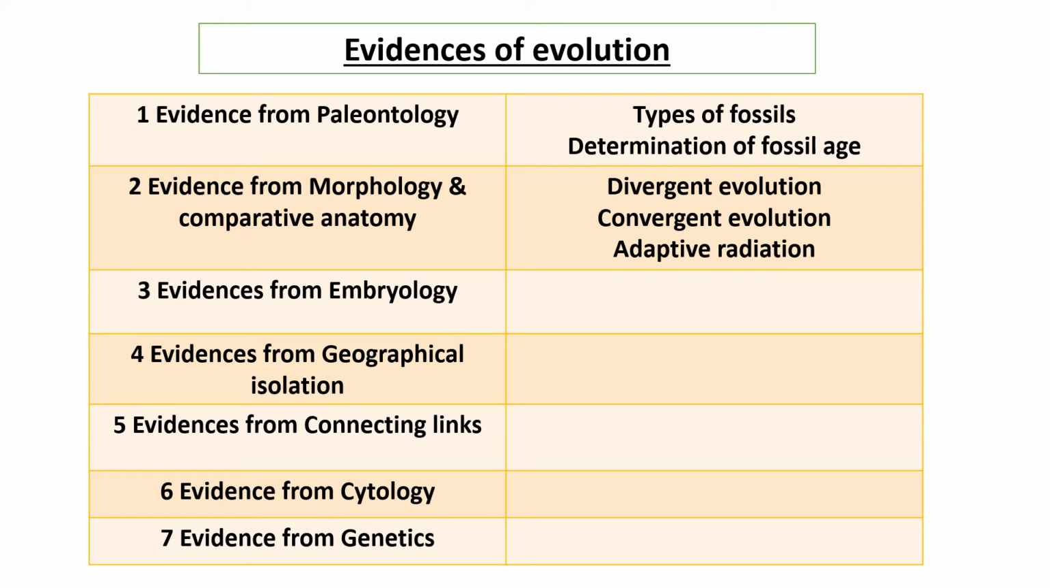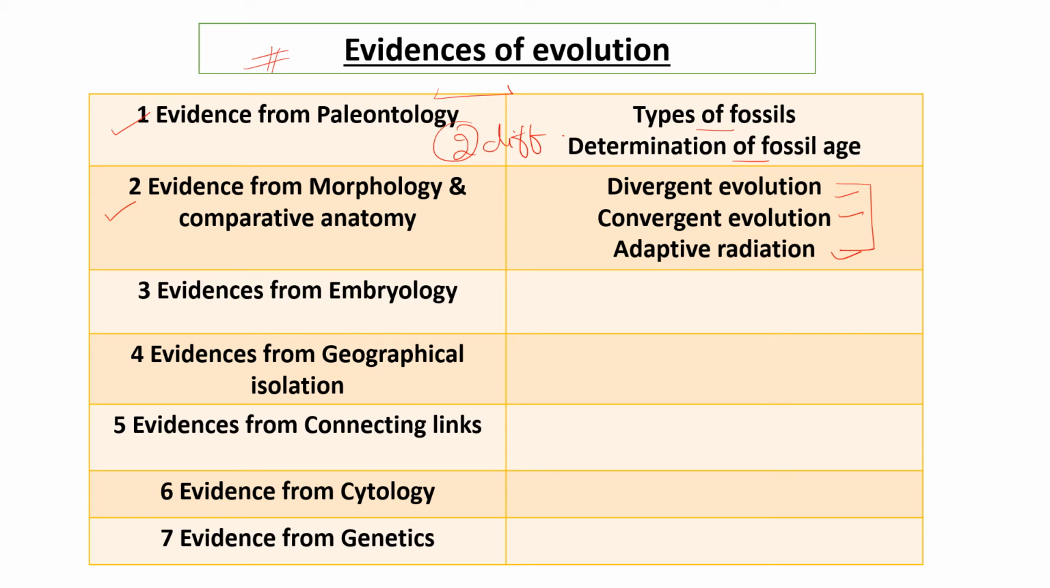Now comes the evidences of evolution. This topic is very important, so please mark it. It is an important topic and requires in-depth study, so I have divided it into 2 different lessons. In lesson number 4, we'll be studying the evidences from paleontology and evidences from morphology and comparative anatomy. Their subtopics are types of fossils, determination of fossil age, then divergent, convergent, and adaptive. We'll be discussing them in detail.